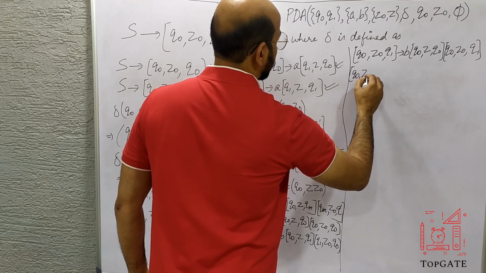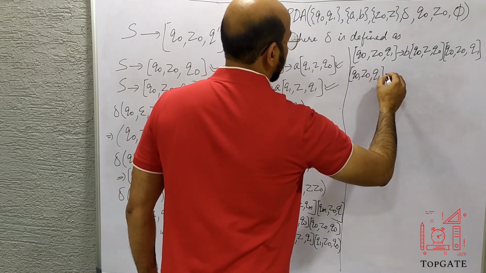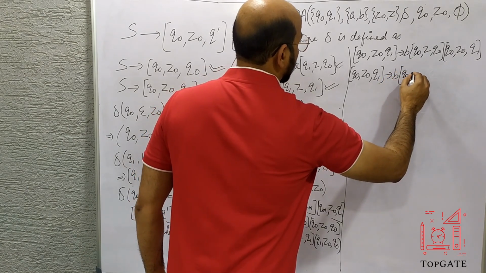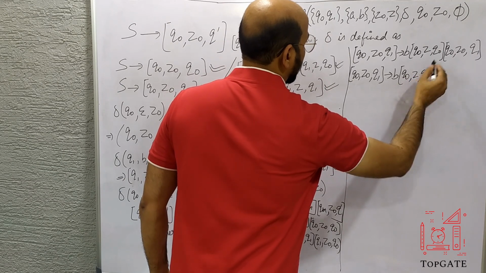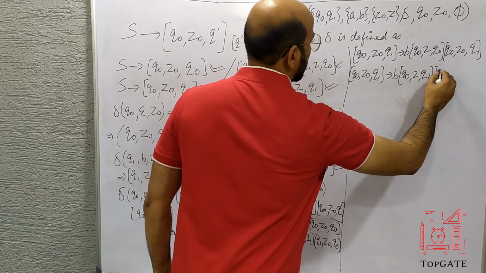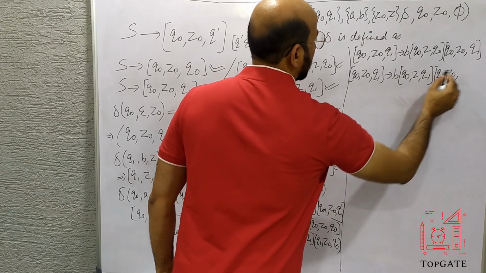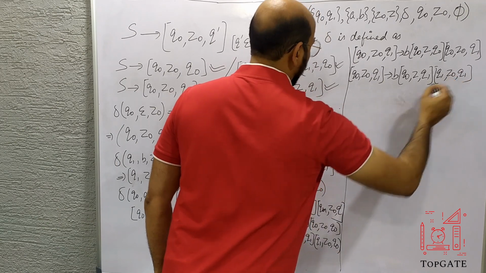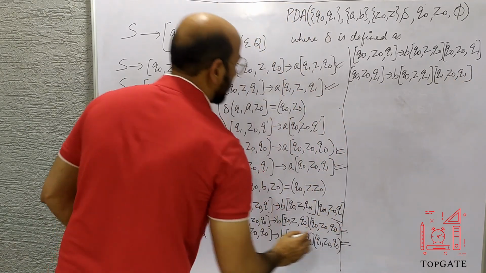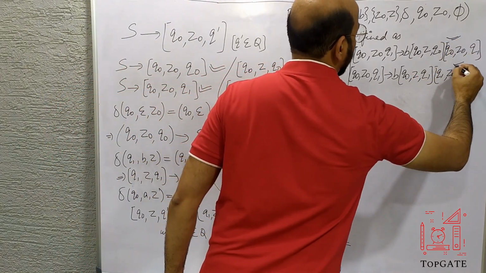Now again (Q0, Z0, Q1), I'll take it, gives B (Q0, Z, ...) this time I'll take it as Q1. Okay, and this will also be (Q1, Z0, ...) the same one, that is Q1. So this will be included in the final list, this will be included, plus this will be included and this will be included.